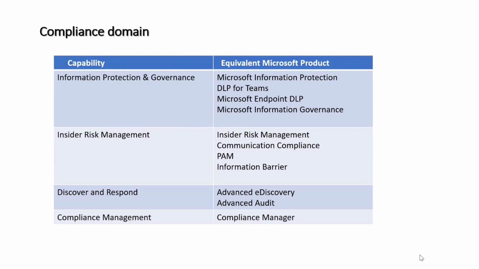And you can split it under four different umbrellas. One is information protection and governance, insider risk management, discover and respond, and the final one is compliance management. Right. So just to give you an overview, we all understand Microsoft Information Protection, the MIP. I'll be talking about that just after a couple of slides from now. I'll be talking in detail about what you mean by MIP and how that is different from AIP. Then we have DLP for Teams.